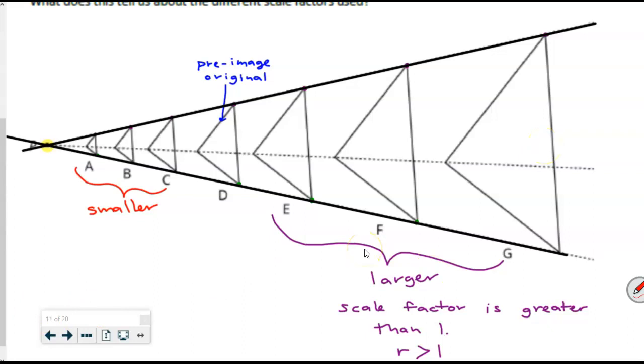What do we know about the scale factor of A, B, and C? Yes, Alexi. It's less than 1. Exactly. These all got smaller, so the scale factor is less than 1. And again, I'm a lazy mathematician, so I'm going to use symbols to say the same thing. Scale factor is R. And R is less than 1. Fun fact, it would also have to be bigger than 0. We don't go into the negatives.